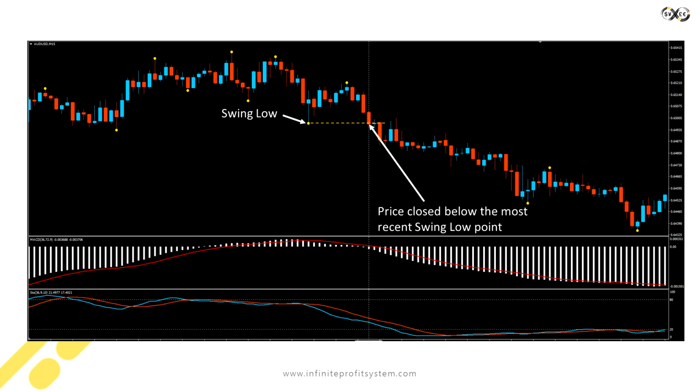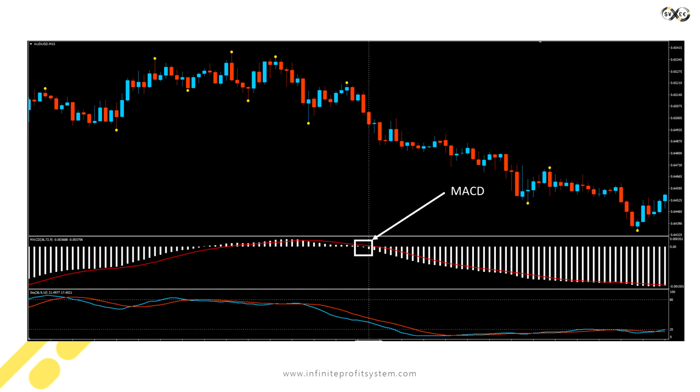This trade was taken on the Aussie USD pair 15-minute time frame. I was observing the price and waiting for it to cross and close below the most recent swing low point. After that happened, I checked the MACD to see if the histogram was below the signal line for at least 3 previous candles. Since that condition was met, I checked the stochastic oscillator to see if the blue line was below the red line for at least 1 candle. That was the case, so I entered the sell trade at the close of that candle.